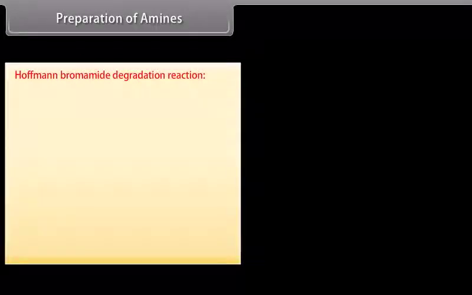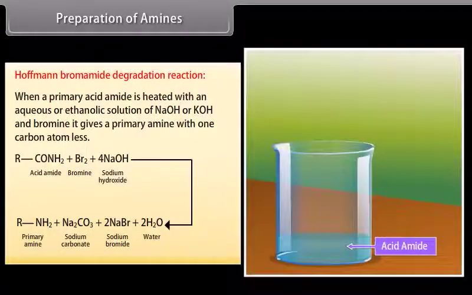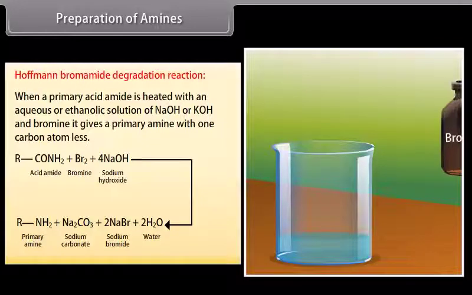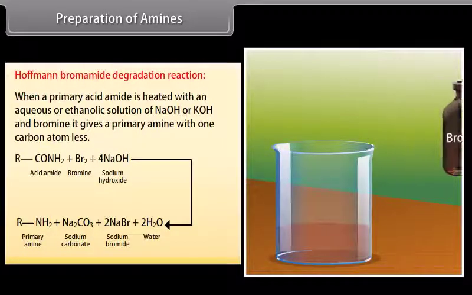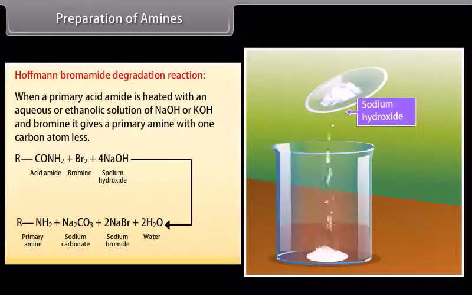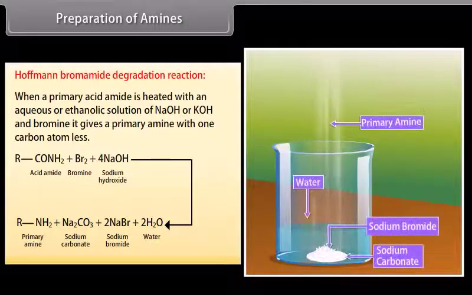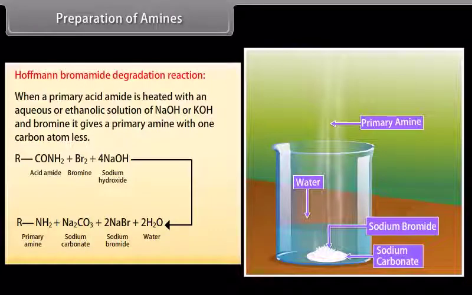Hofmann bromamide degradation reaction. When a primary acid amide is heated with an aqueous or ethanolic solution of NaOH or KOH and bromine, it gives a primary amine with one carbon atom less.